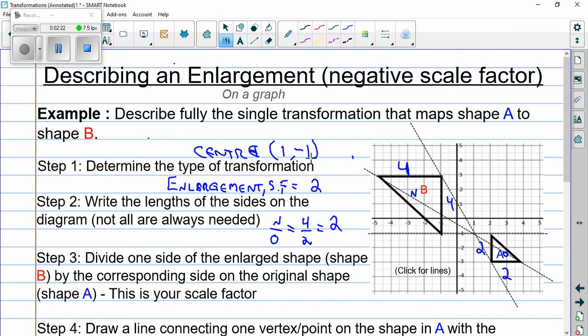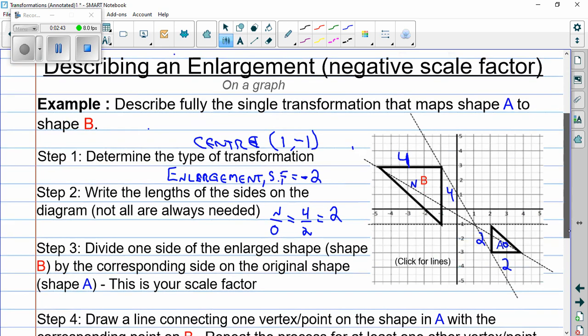And since our shape A and shape B are on opposite sides of the center, we do know that our scale factor is negative, and also for the fact that it is flipped over. We could have made that distinction before, but it's always good to have lots of reasoning, because you may be asked at some point to give your reasoning behind this.